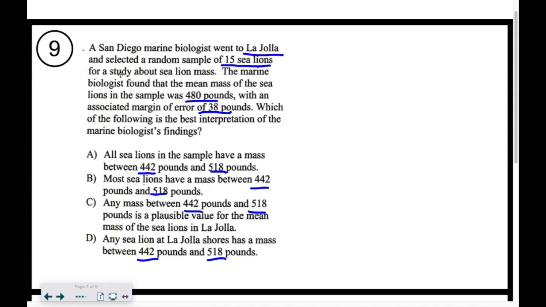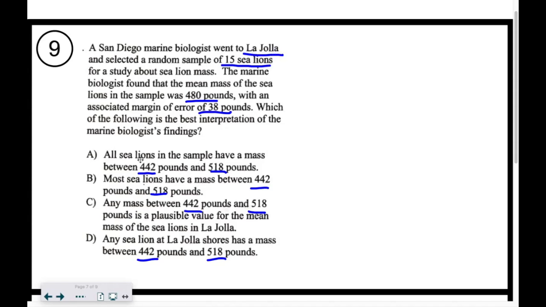All right. So wherever we selected the random sample from, we can generalize that to a larger population. And since for the larger population it's not feasible to actually find the average, we can assume that it's between 442 and 518. That's like our best guess. So what we want to do is really focus on where we took it from, and it's from this place, I'll say La Jolla.